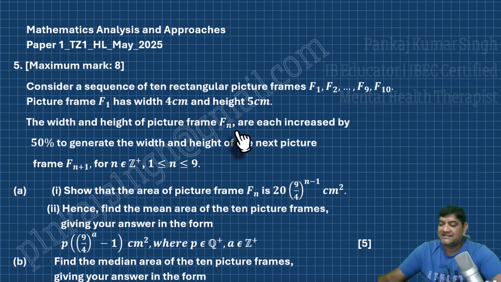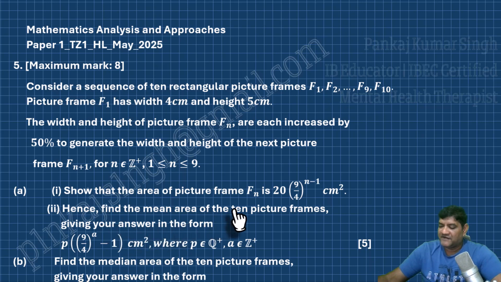What he also says is that the next picture frame is gotten by increasing the width by 50% and also the height by 50%. And he also says that Fn plus 1, where n is ranging from 1 to 9, which means the last picture frame is going to have n value as 9. All right. Now, with this information, he wants me to find out the area of the picture frame Fn, which is any picture frame from F1 to F10, can be found out using this particular formula.